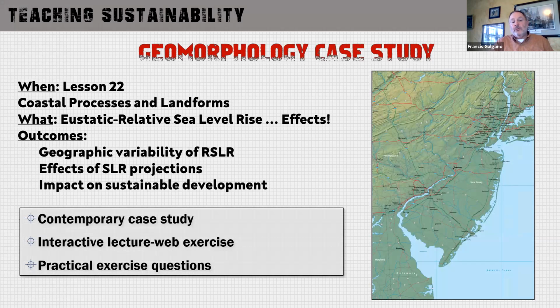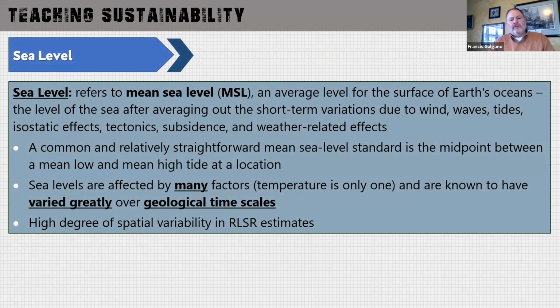So this is lesson 22. Coastal processes and landforms, and it supports the discussion of eustatic and relative sea level rise and their effects. And the outcomes I'm reinforcing are the geographic variability of relative sea level rise, the effects of various IPCC projections of sea level rise, and its impact on sustainable development. So not to belabor the point, sea level rise, as you know, is a variation in the level of the ocean surface. And the standard we use is the mean sea level. It's an average over many, many decades, the midpoint between high tide and low tide, we call it mean sea level, and that's what we use.